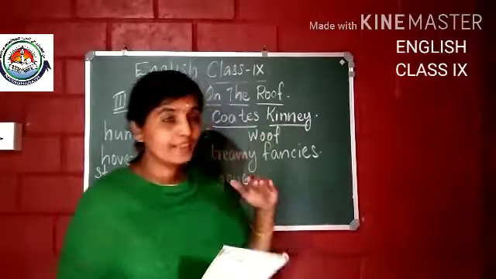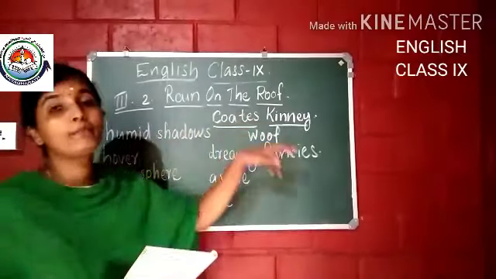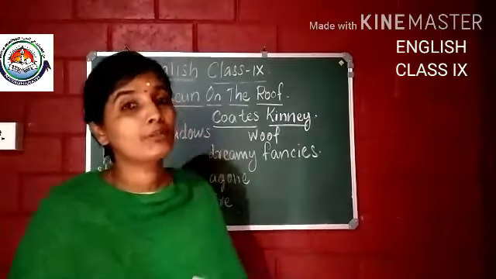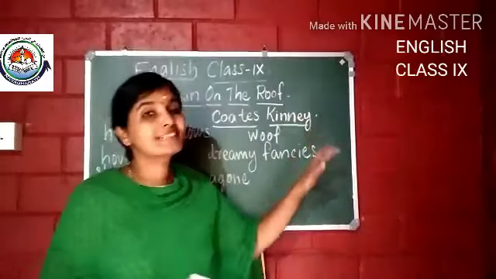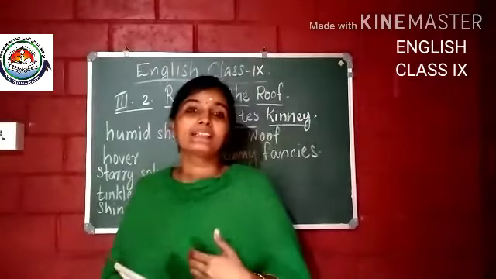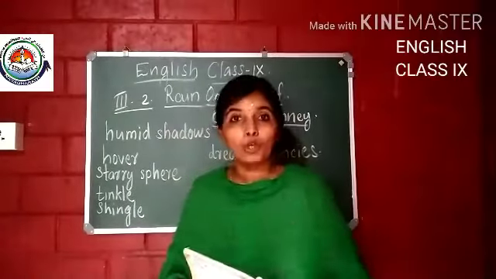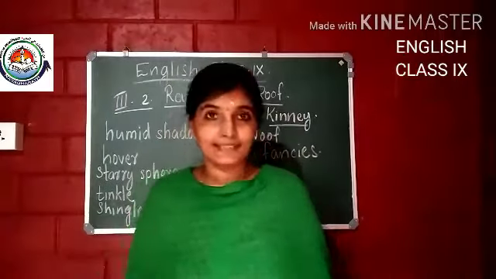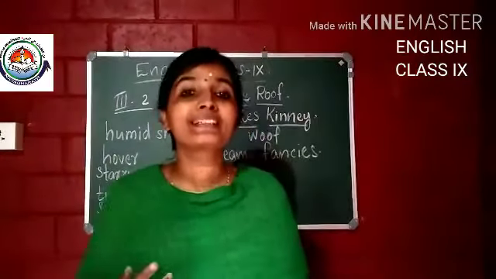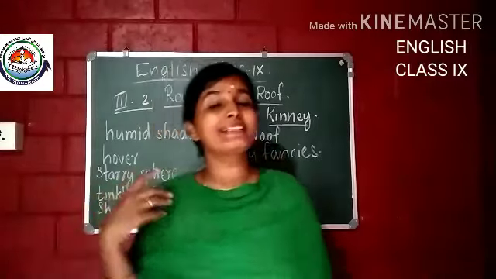Here we are going on with the next lesson. That's a beautiful poem, and the name of the poem is The Rain on the Roof, written by Coates Kinney. The poem is an experience of the poet when it rains. How the poet feels when it rains, that's what the poem is explaining.